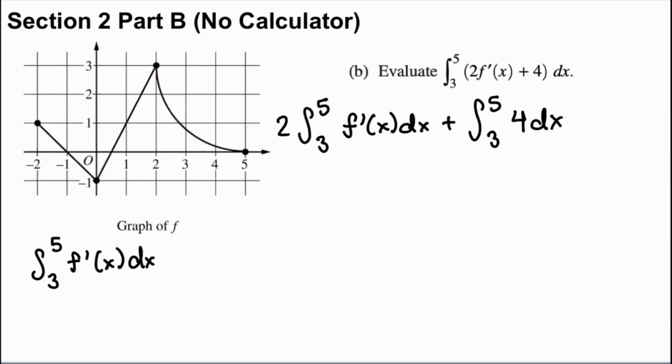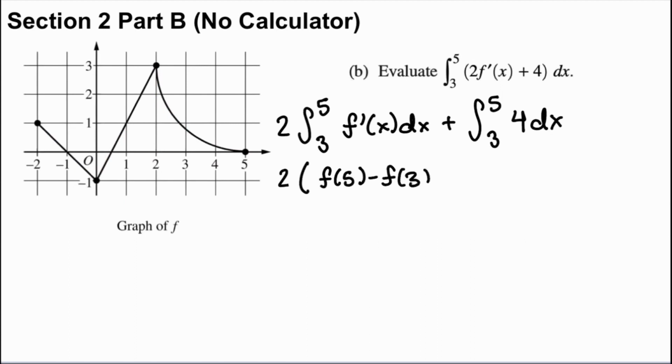This integral evaluated at the endpoints is going to be equal to the antiderivative of the upper bound minus the antiderivative of the lower bound. And we have the graph of f, so we can find these points relatively easily. So this is going to be equal to 2 times f of 5 minus f of 3, plus, and this is just a simple reverse power rule, 4x evaluated from 3 to 5. Now f of 5, that's given to be 0.